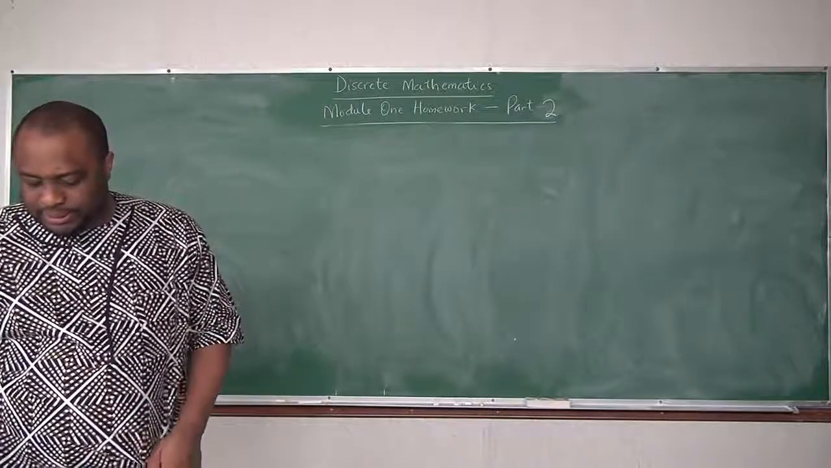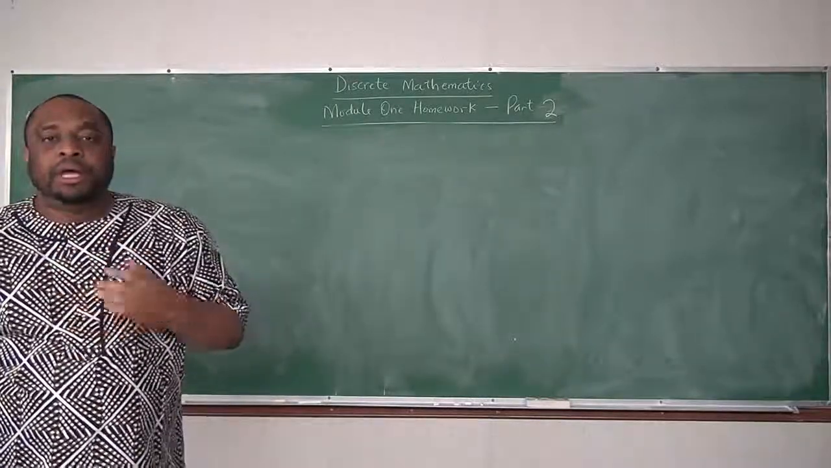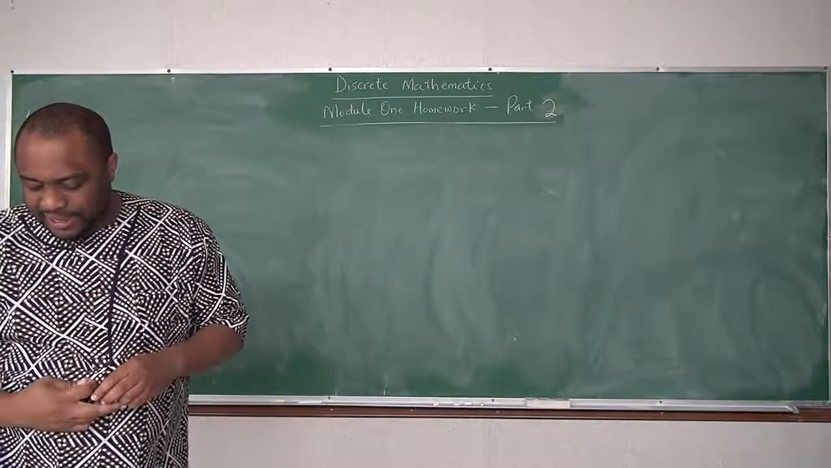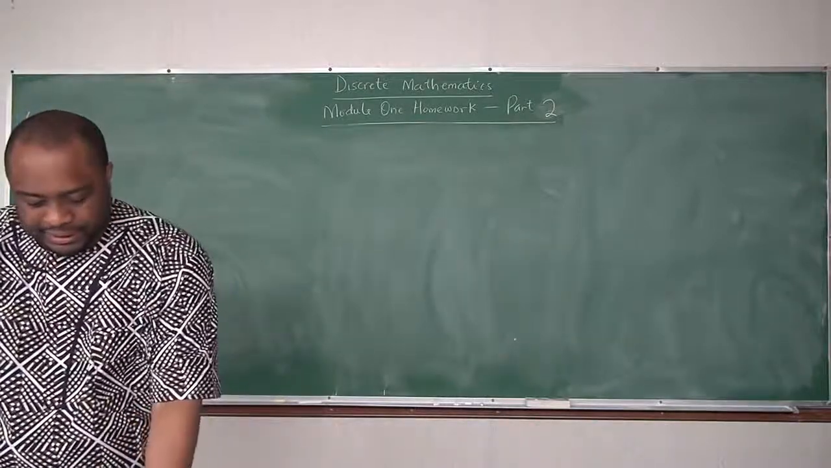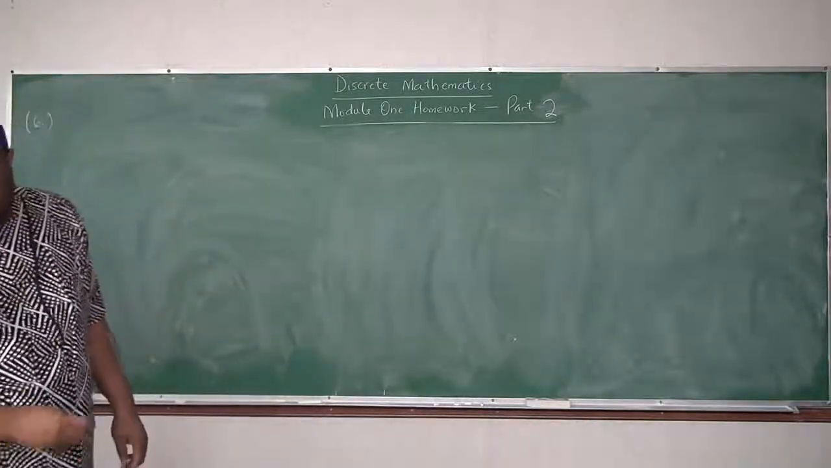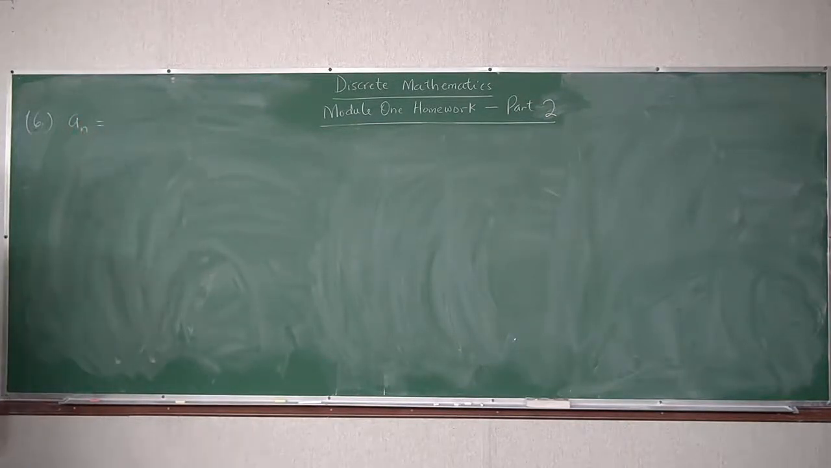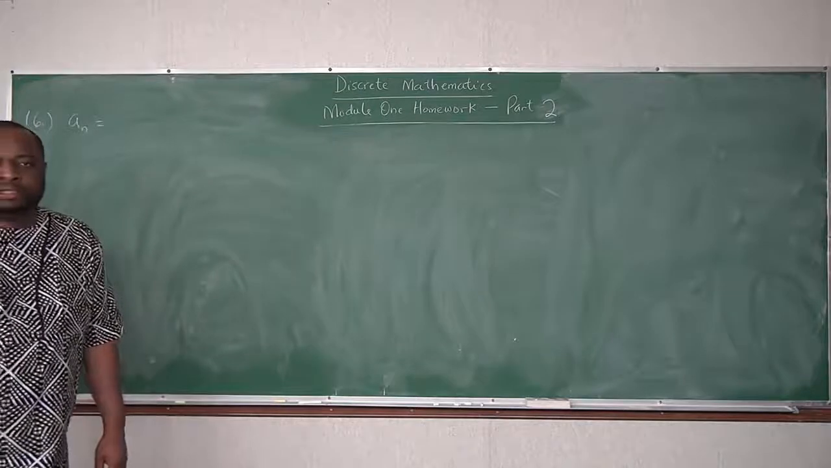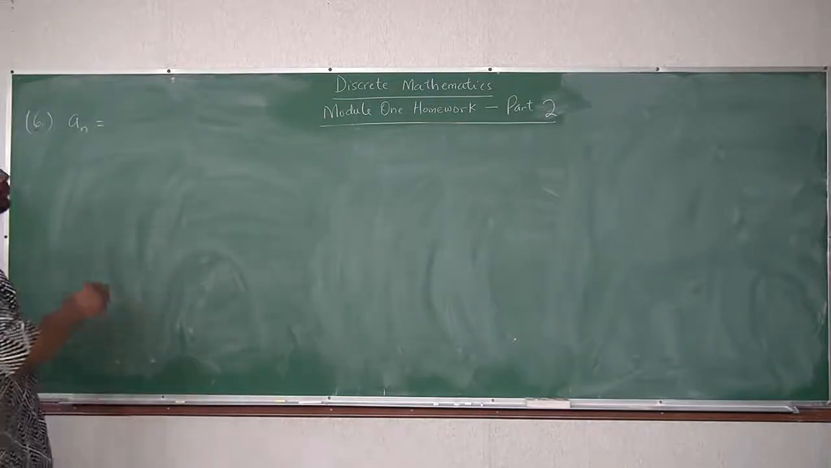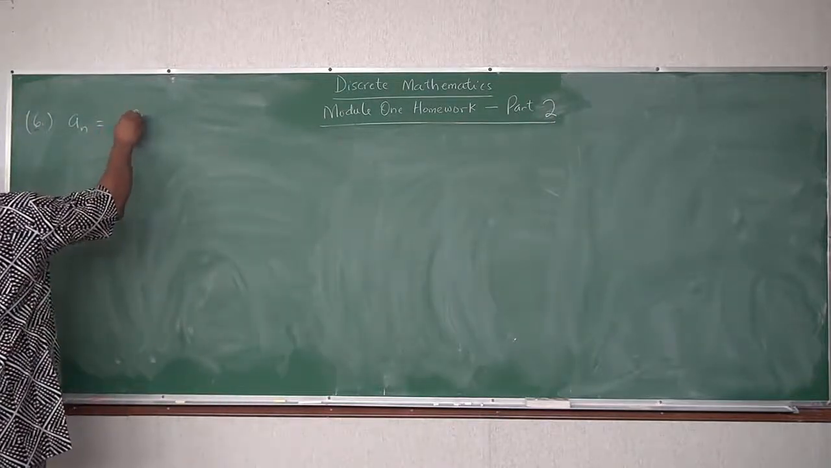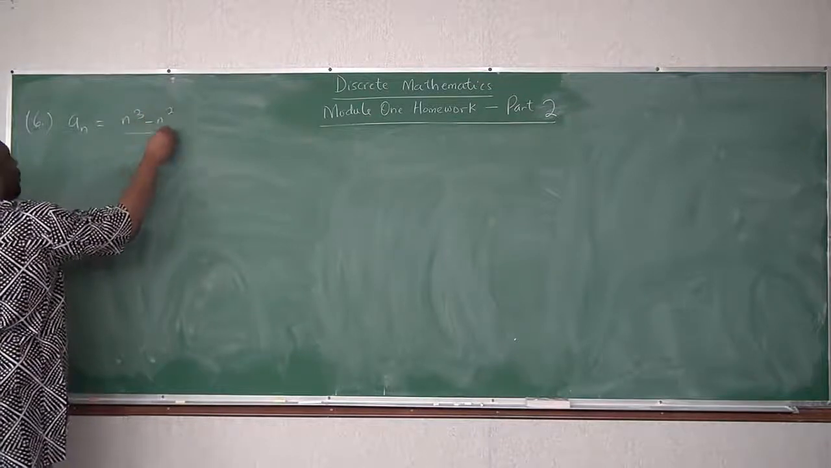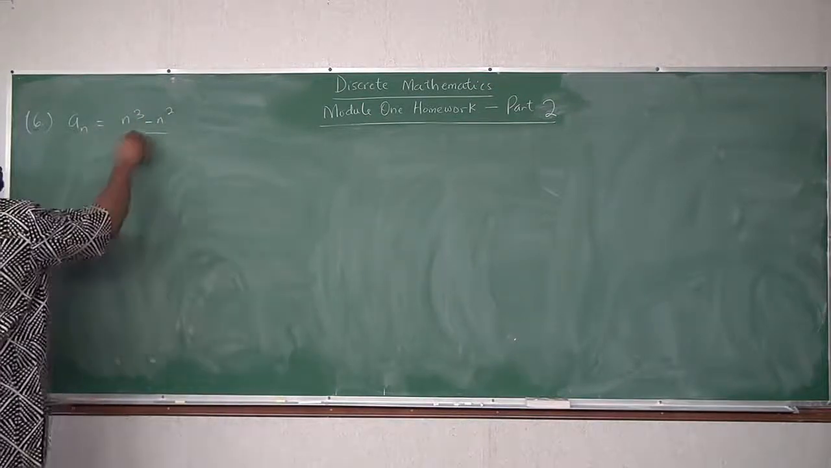Consider the sequence defined by. So they give us a sequence. The nth term of the sequence is a_n = (n cubed minus n squared) over 2.